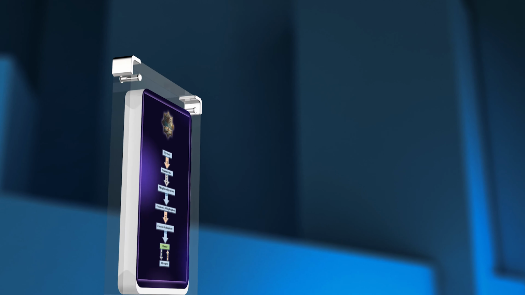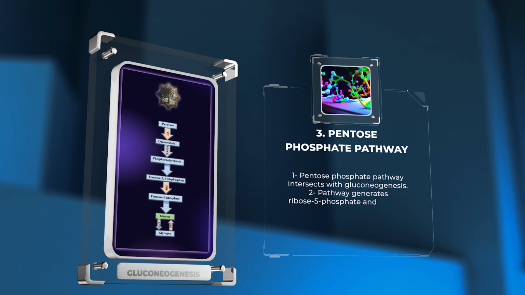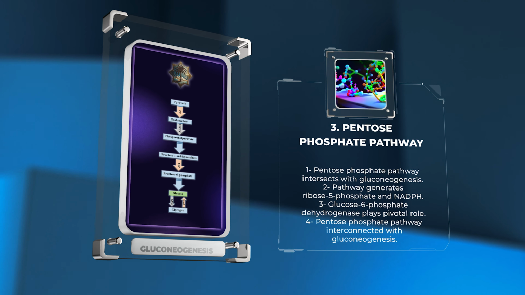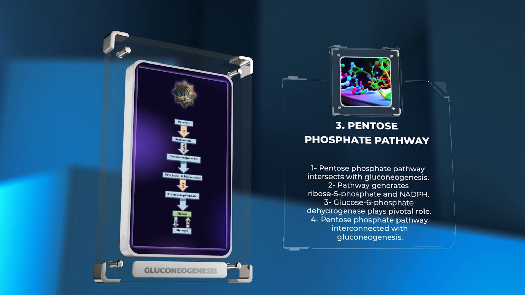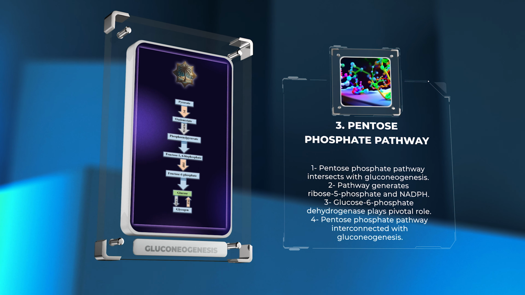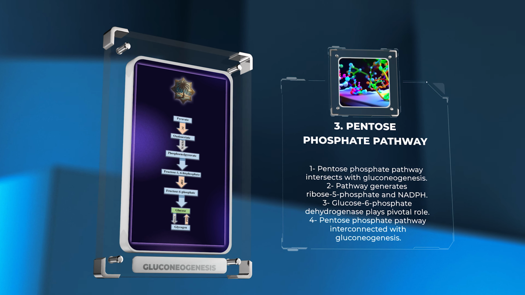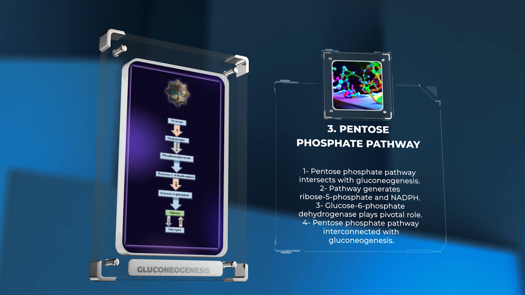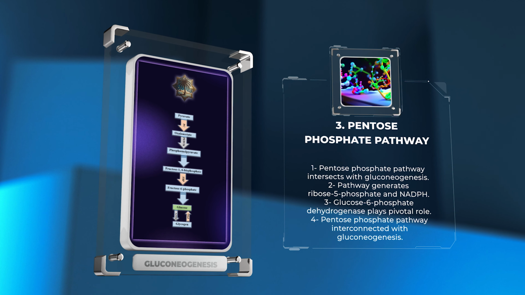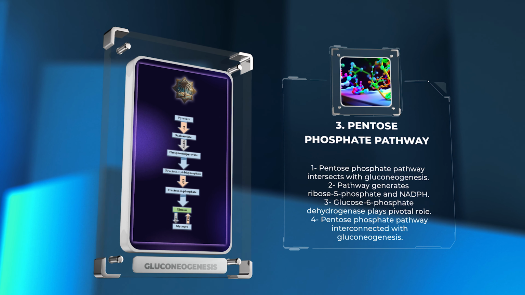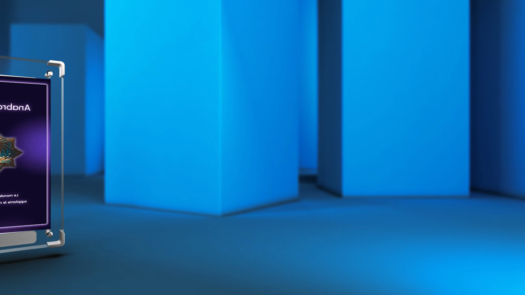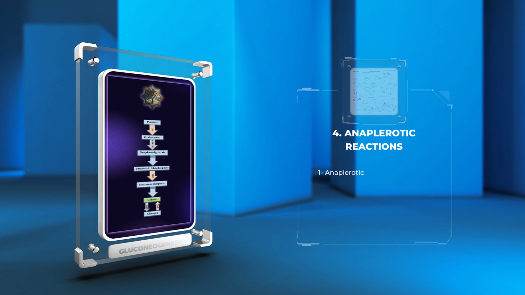The pentose phosphate pathway, an alternative route of glucose metabolism, intersects with gluconeogenesis. This pathway generates ribose 5-phosphate for nucleotide synthesis and produces NADPH for reductive biosynthesis reactions. The enzyme glucose 6-phosphate dehydrogenase plays a pivotal role in governing the flow of carbon through the pentose phosphate pathway. By understanding the interconnectedness of the pentose phosphate pathway with gluconeogenesis, we can appreciate the complex interplay of metabolic pathways in maintaining cellular homeostasis. Anaplerotic reactions replenish the intermediates of metabolic pathways.